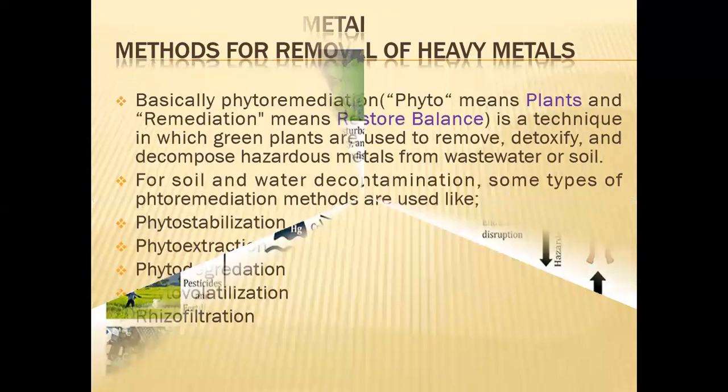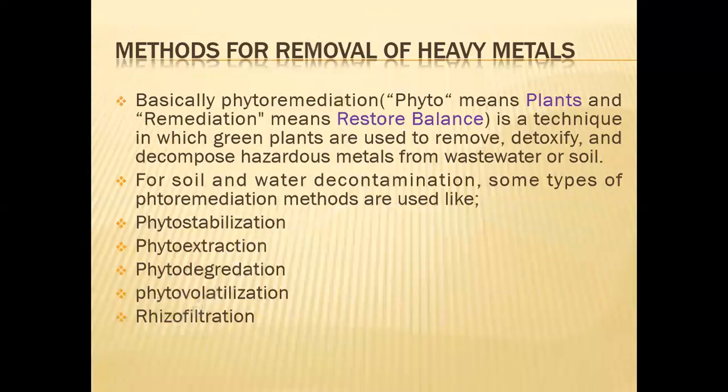Moving to the next slide, there are the methods for removal of heavy metals. In the previous slides, we discussed how metals are produced, from which sources they are produced, and how they affect our whole environment. Now we see by using plants how we can remove these heavy metals from our environment, from our contaminated water and soil.